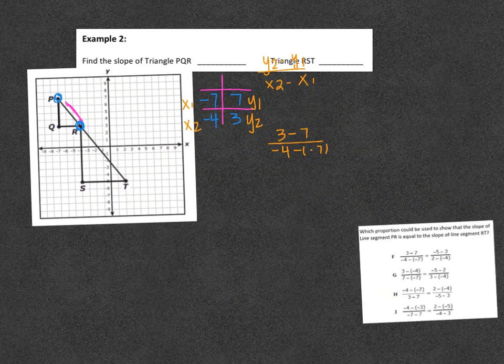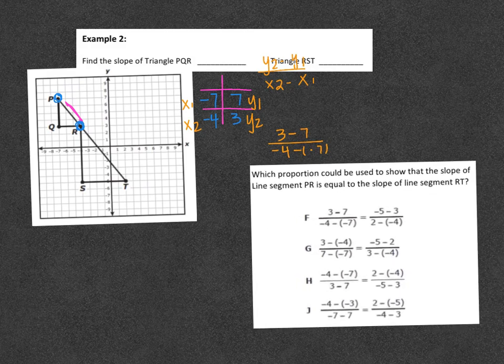So let me move this over a little bit. Get my answer choices up. Remember, I need to have 3 minus 7 and then negative 4 minus negative 7. So 3 minus 7. This one has 3 minus 7. This one has 3 minus negative 4. So that's out. Then answer choice H says negative 4 minus negative 7. That's really what should be on the bottom. So answer choice 3 is out. And answer choice 4 says negative 4 minus negative 3. Those aren't even supposed to be in the same pairing. So that one's definitely out as well. The only one that's left that matched up is F.